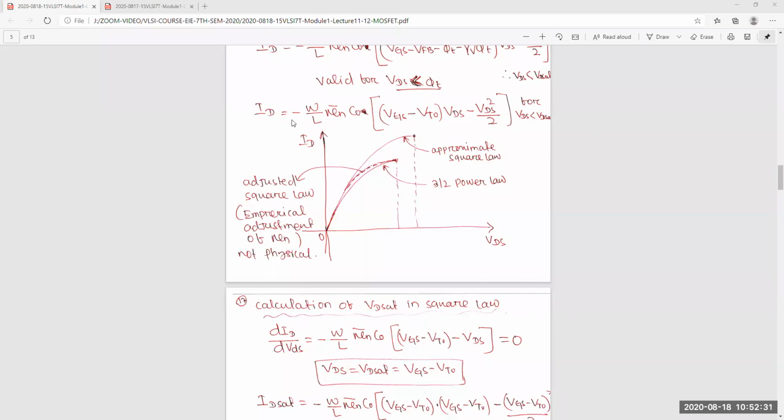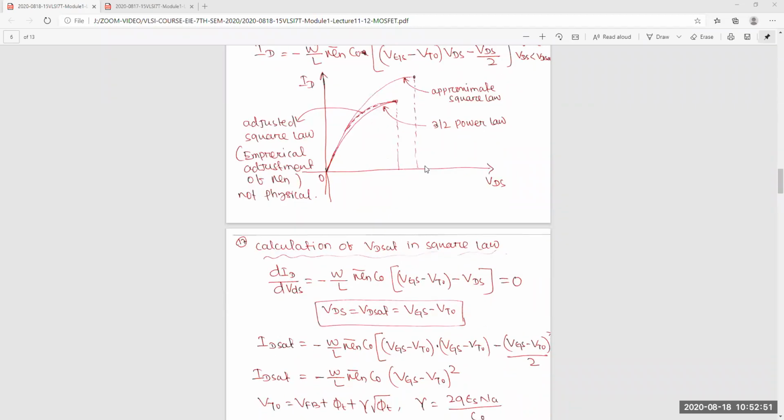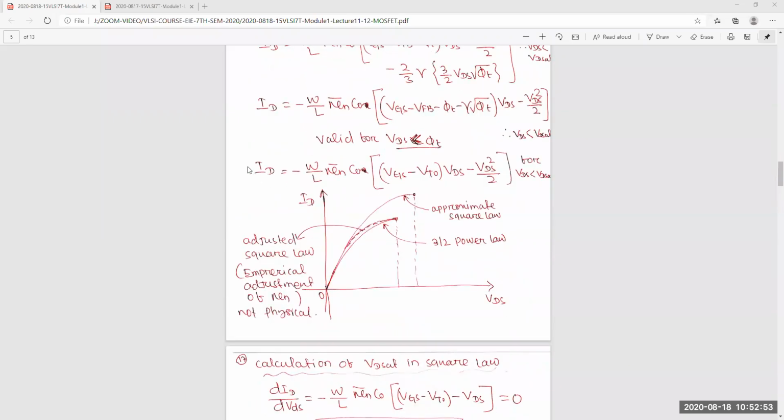So this is the current equation in the linear region, where VDS is less than VDSAT. But when VDS is greater than or equal to VDSAT, that current will be your saturation current. So for that we have to calculate what the VDS is at this point or more. Here we will calculate that VDS. So how will we calculate it? This is your equation.